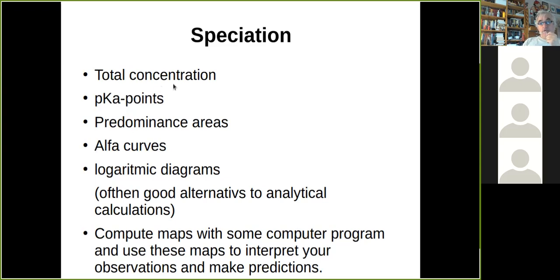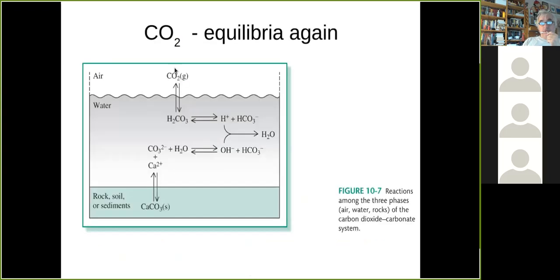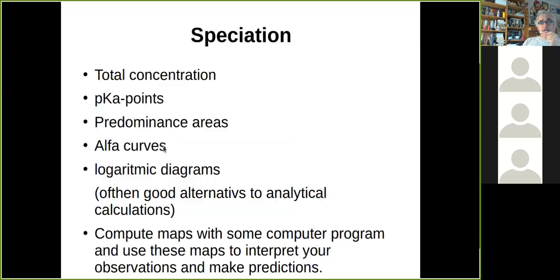Finding what kind of form the carbon dioxide exists in, is it carbonic acid or is it carbonate ion or something like that, is sometimes called speciation, determining what type of species are present. And for example, we need pKa values if it's acid-base, and maybe some logarithmic diagrams or fraction diagrams.